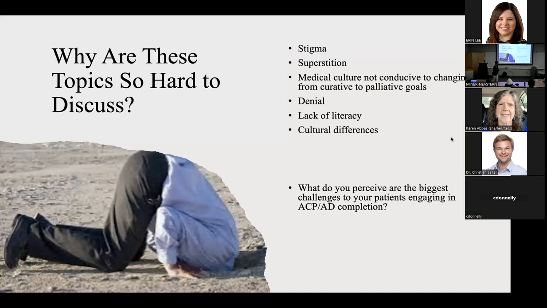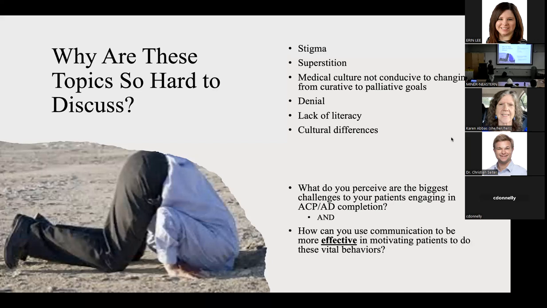Why don't we pick one? And let's devise a communication strategy to address that specific barrier. Right. So again, getting back to effective and appropriate for the context, effective in achieving our goals. These are barriers to achieving our goals. So how can we be effective in motivating patients? Let's say denial. Let's go with denial. That's a good one. So let's think of a few specific communication strategies we could engage in to be more effective in motivating patients who would just prefer to deny the fact that they're mortal. What do we think?